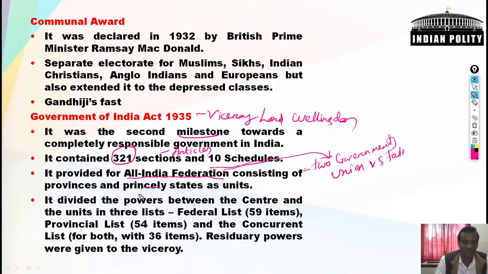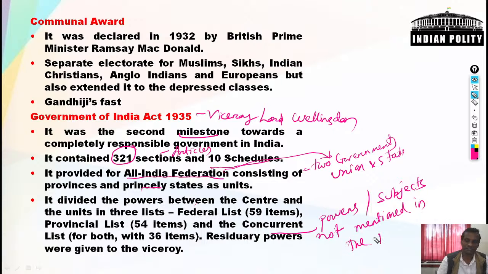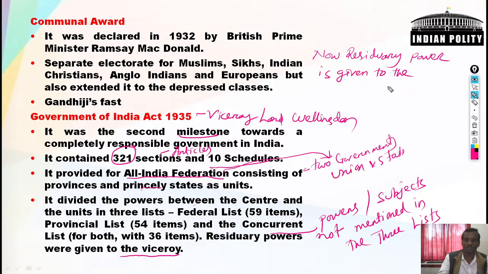The Federal List, which we call the Union List, is now in the 7th Schedule, so we will read about it. They kept 59 items in the Federal list, 54 in the Provincial, and 36 in the Concurrent. And residuary powers mean powers or subjects not mentioned in the three lists. Got it? So that is called residuary power. Residuary power was given to the Viceroy, but now residuary power is given to the central government, to the Center.